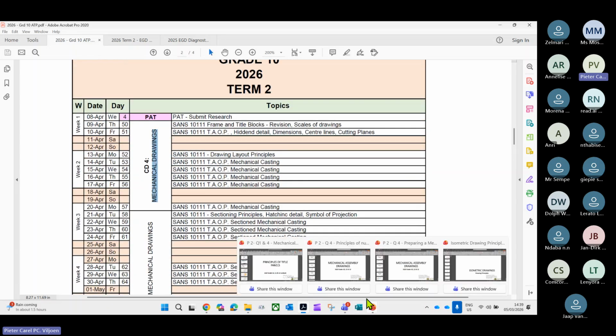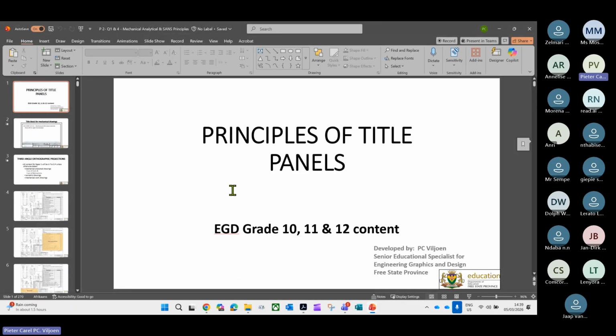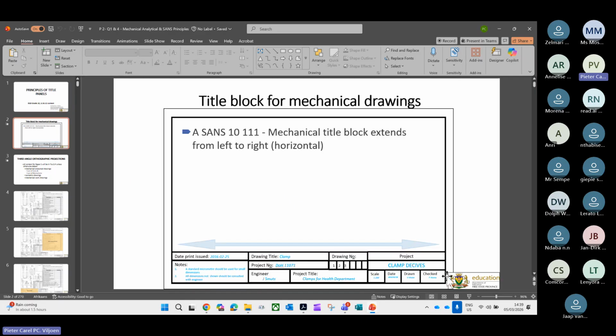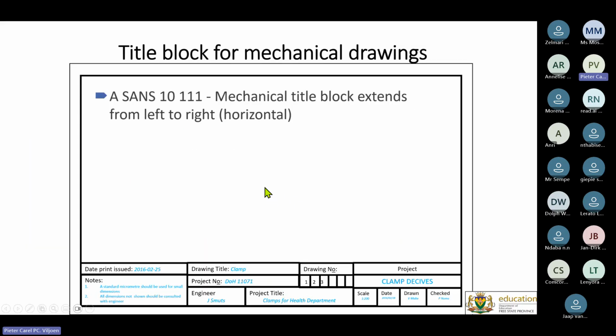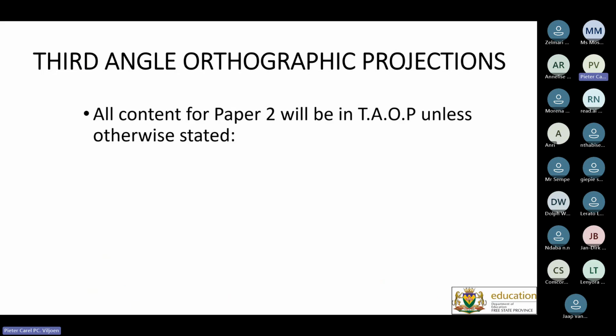I've got in place over here principles of title panels we've been speaking about. Let me just put it on PowerPoint mode. This is the mechanical title panel. You can see it's horizontal. The learners don't need to remember what exactly is standing over here. That's just as long as they can recognize the horizontal one is a mechanical, and it's horizontal because of, let's say, cars driving horizontally on roads and those types of things.